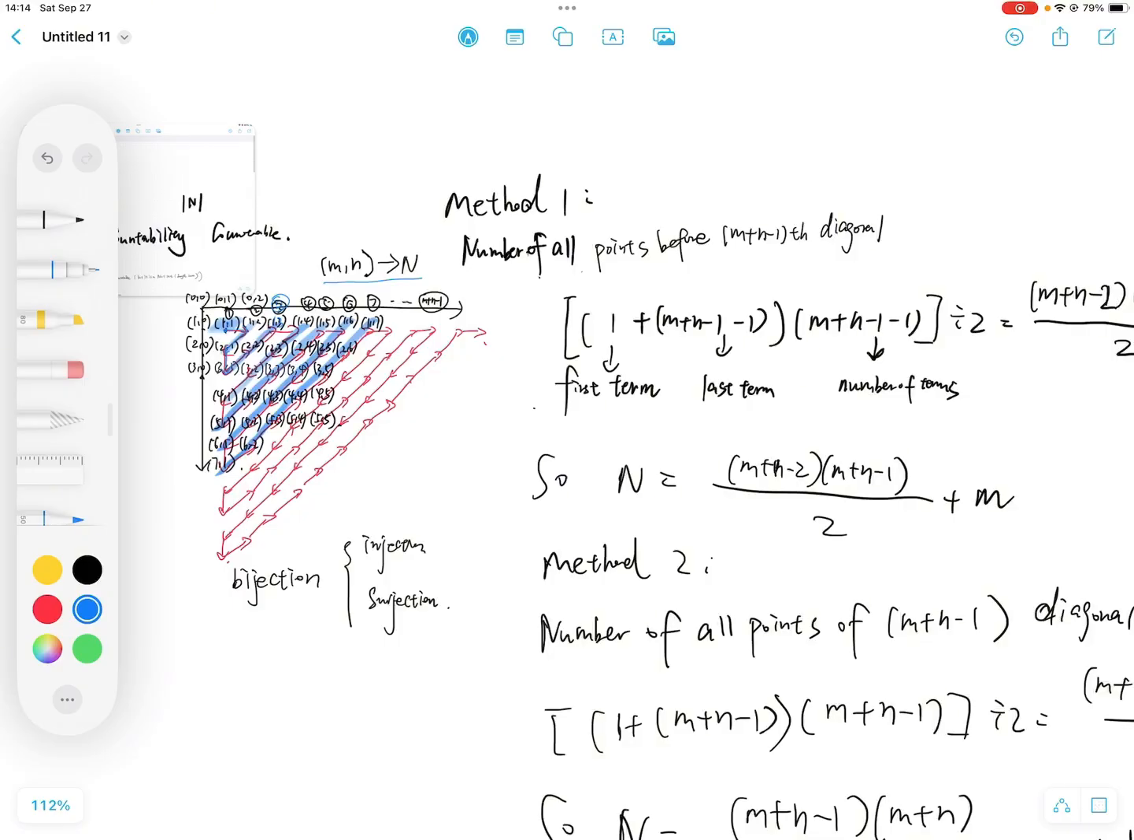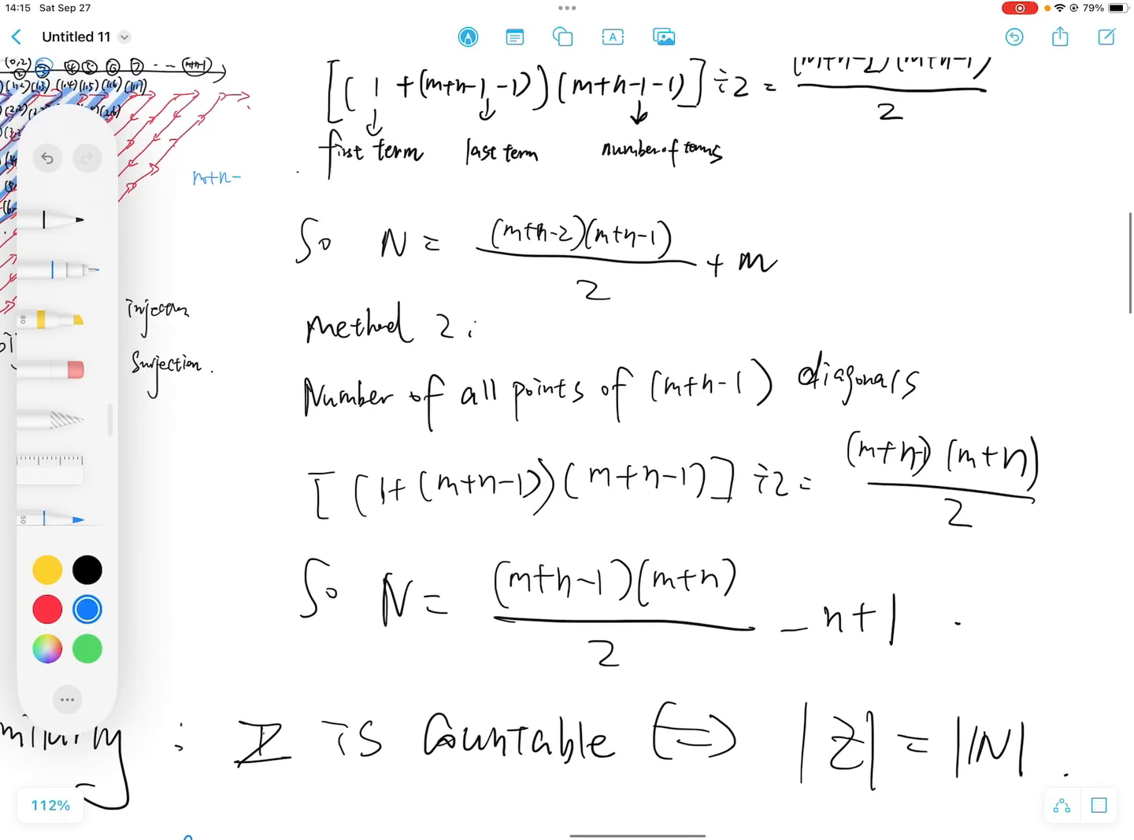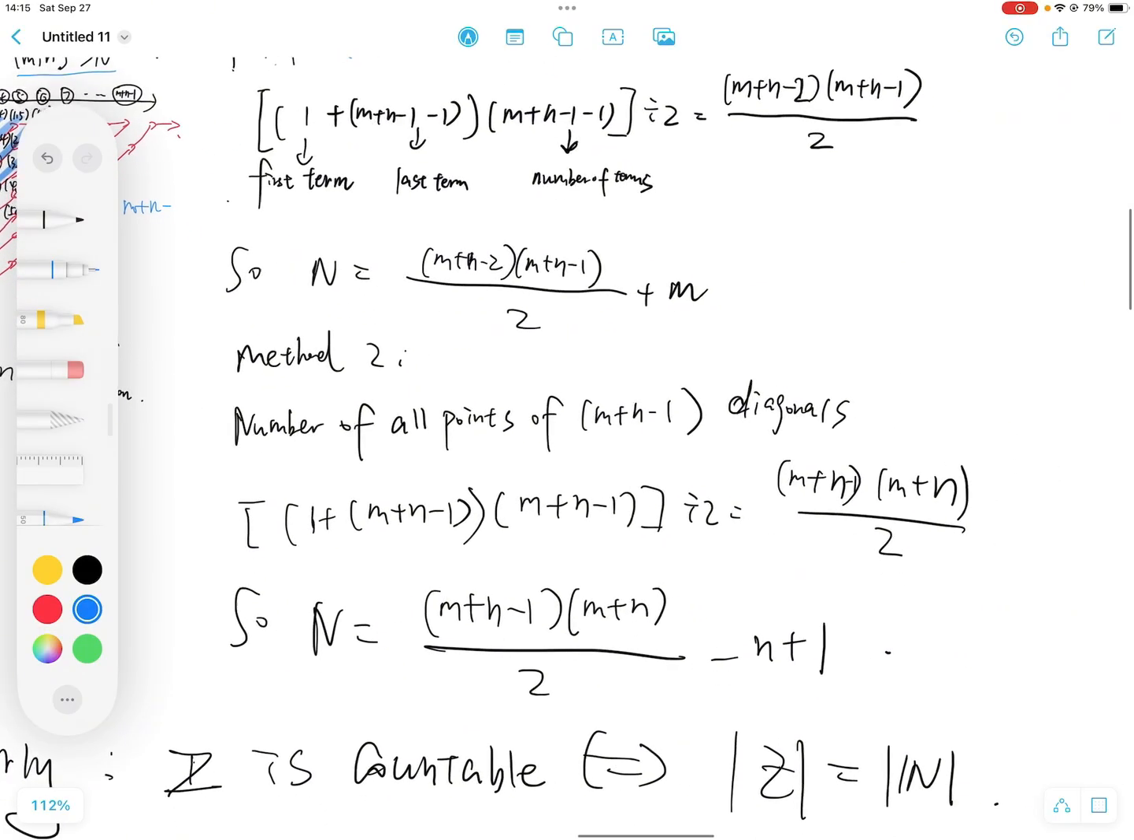For example, if I take m plus n minus 1 equal to 3, this is just plus 1, this is plus 2, plus 3, this is just 2 plus 1, this is just 3 plus 2, this is just 3 plus 3, and etc. And another method is similar. I will not take only those before, but also including this diagonal. Then I will have the same idea.